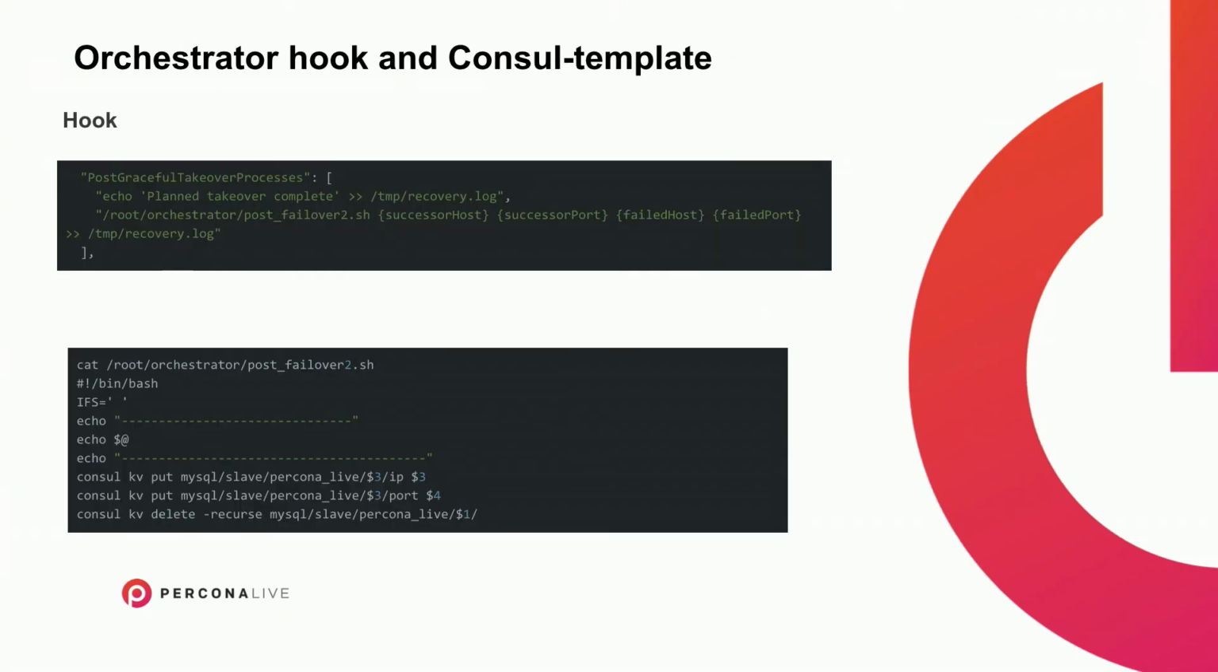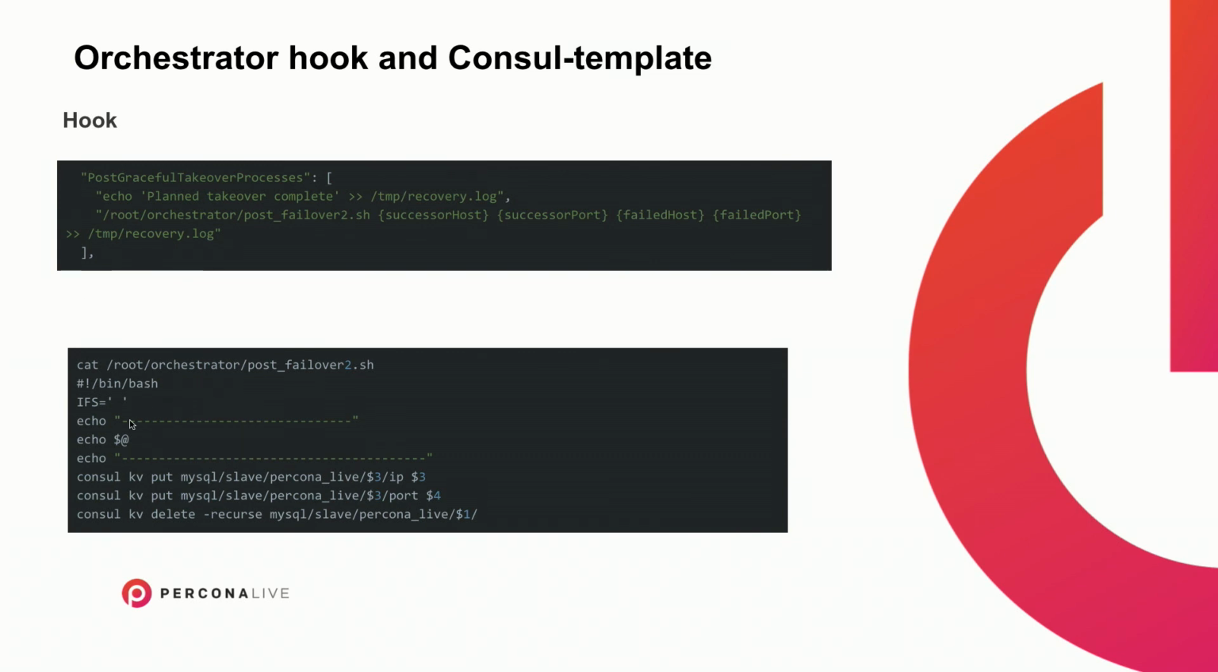So how does the orchestrator hook work with Consul-template? We have just tried to write a simple script, and we explain here how it updates the ProxySQL. You can see that we are using the post graceful takeover process hook, and we are writing a simple script, that is this one, and we are using the magical tokens provided by orchestrator. These magical tokens can be used here along with the script.